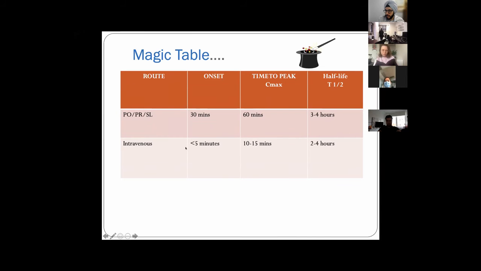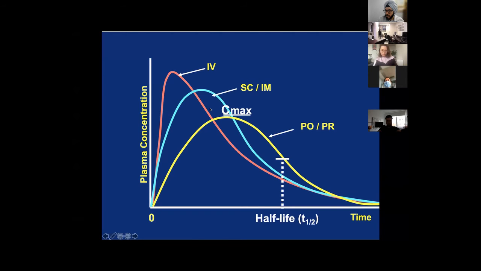Next slide. This is a graph comparing all the different routes of administration, from IV to the subcutaneous route, and also the oral and the per rectum, and the half-life of all of them converges at the same time. It's really the onset and the time to peak that distinguishes one over the other. Next slide.